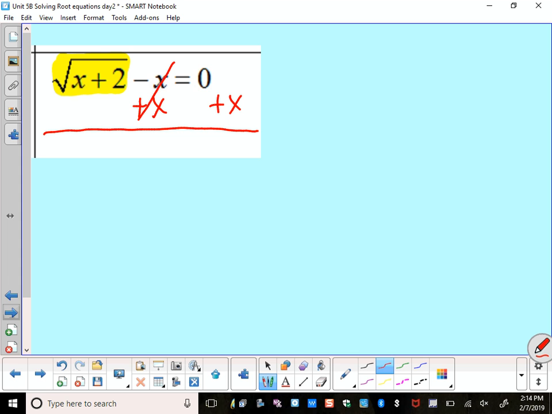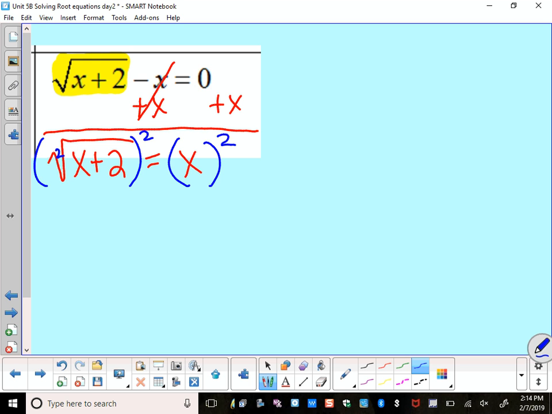You guys are going to complain when you see the rest of this problem, but that's fine. X plus 2 is equal to x. What's my root for this on the left side? 2, so I'm going to raise it to the power of 2. What I do to one side, I do to the other. So my power and my root cancel out, and I'm left with x plus 2 equals what?